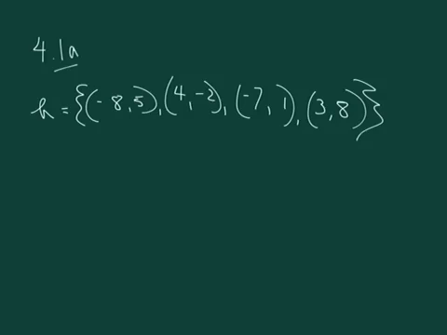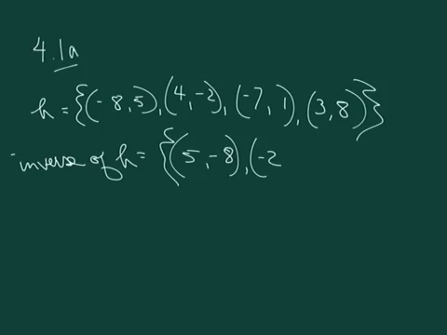Okay, we have that set of coordinates right there. So, let's look and see what happens if we invert these. If we take the inverse of h, we get 5, -8, -2, 4, etc., etc., until we're done. So that's the inverse of those.